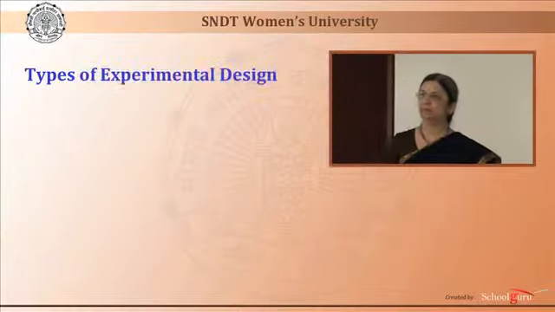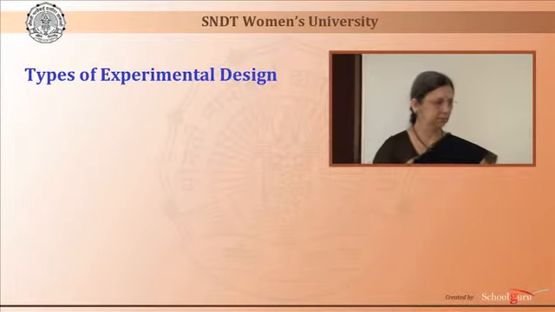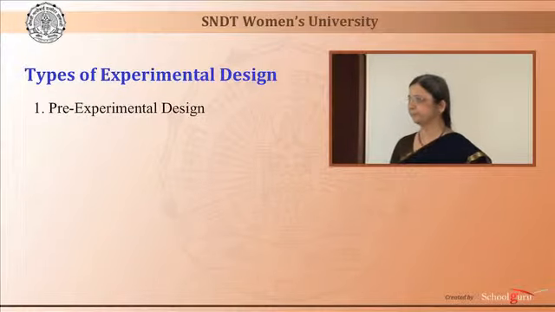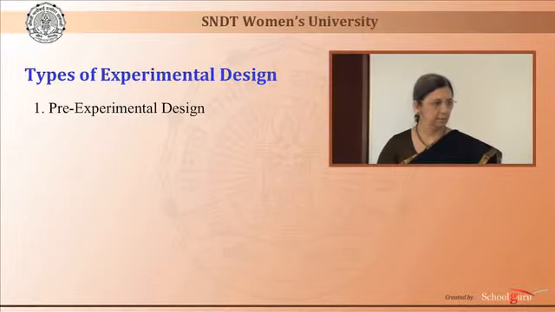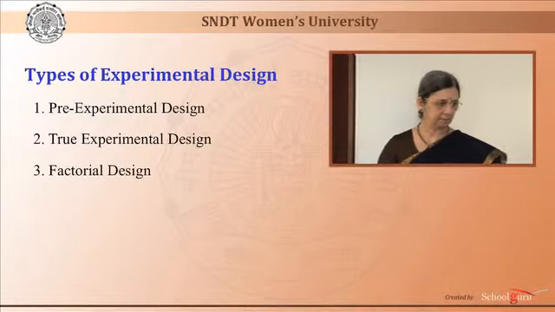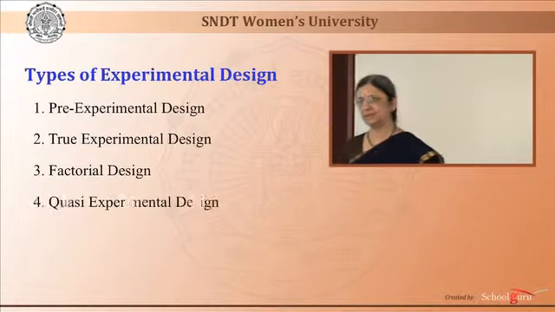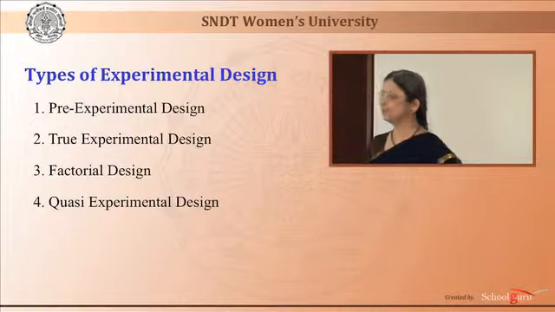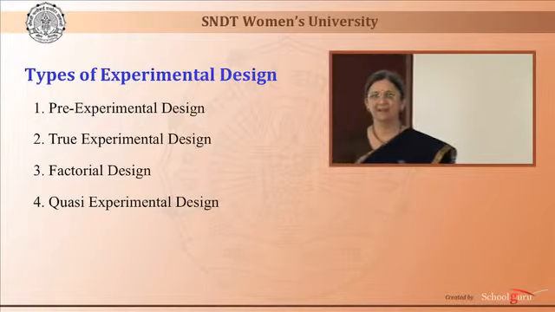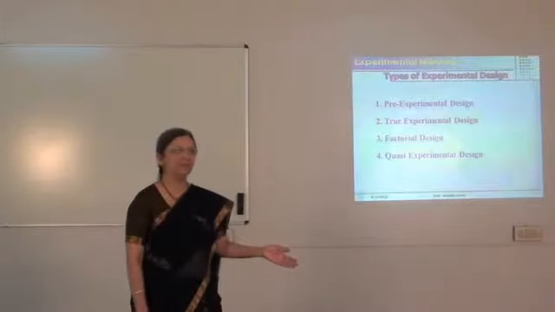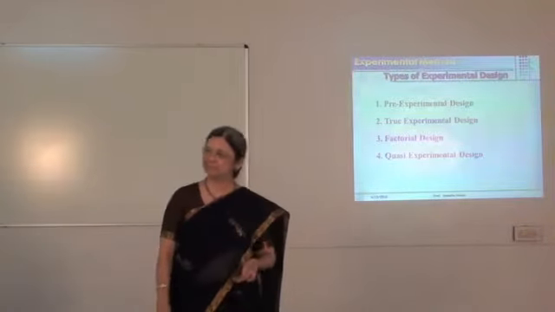There are 4 types of experimental designs. Pre-experimental design, true experimental design, factorial design and quasi-experimental design. Can you guess from these titles which is the best one? It's giving away the meaning. True experiment must be the best.